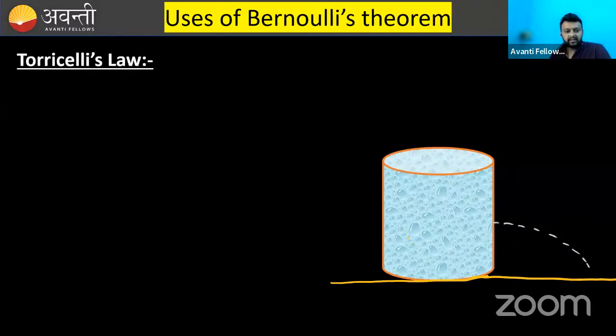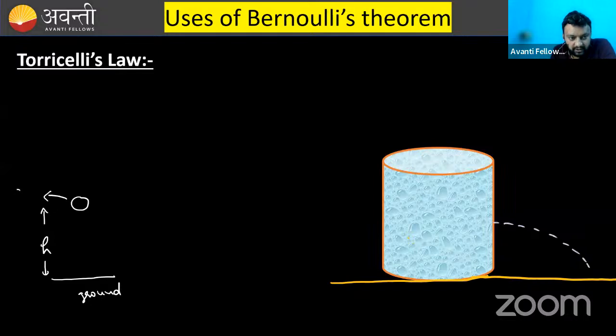Now there is Torricelli's theorem. Nothing to worry about the name of the theorem, Torricelli's law. So let me describe one thing for you. Let's suppose there is a ball. Clear? And this is our ground. And this height is h. Clear? And this ball is being dropped.